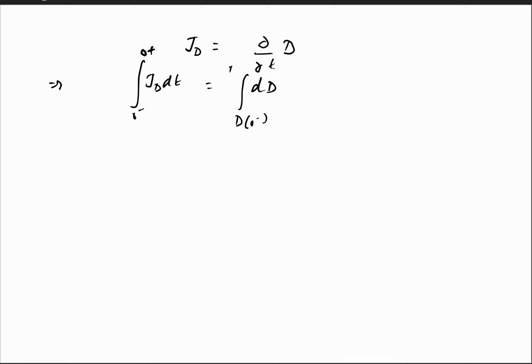Now, we know that the displacement current density, JD, is usually written as dou by dou t of D, or it implies the integral of JD dt, if t varies from 0 minus to 0 plus, is equal to the integral of dD when it varies from D at 0 minus to D at 0 plus. It implies that D at 0 plus minus D at 0 minus is equal to the integral of JD dt from 0 minus to 0 plus. Now, it will be non-zero if and only if this is an impulse. Let us say this is an impulse of k amplitude.